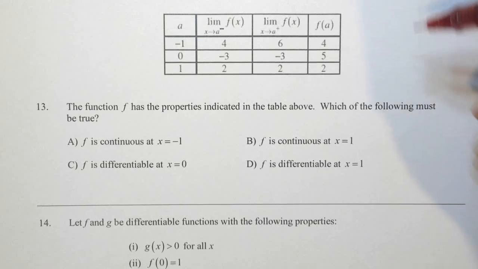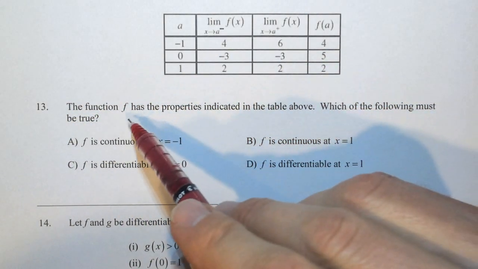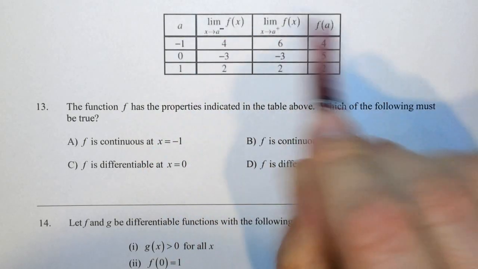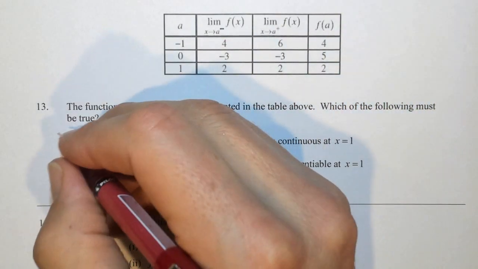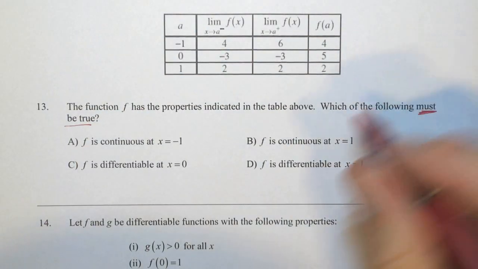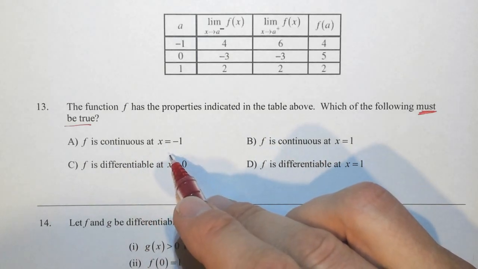Here's the solution for page 5 of the study guide. For problem number 13, the function f has the properties indicated in this table. Which of the following must be true? Notice that word must. All right, f is continuous at x equals -1.